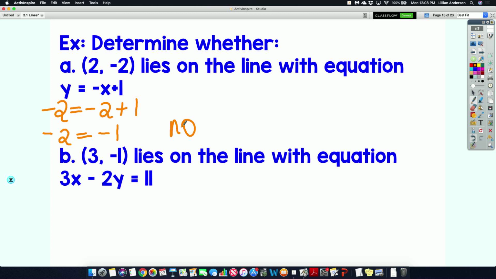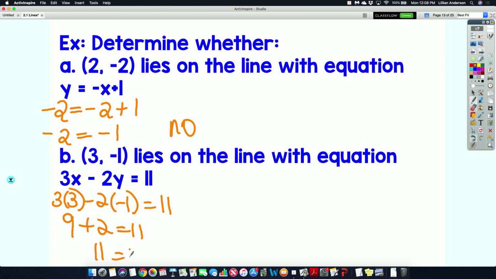Same thing here, right? Let's see, we have 3 times 3 minus 2 times negative 1. It should equal 11. It's almost like you're proving, right? Deductive proofs. Yes. 3 times 3? Negative 2 times negative 1? So, what's that? Does it lie on the line? Yes. Sure does. Okay. Good stuff.